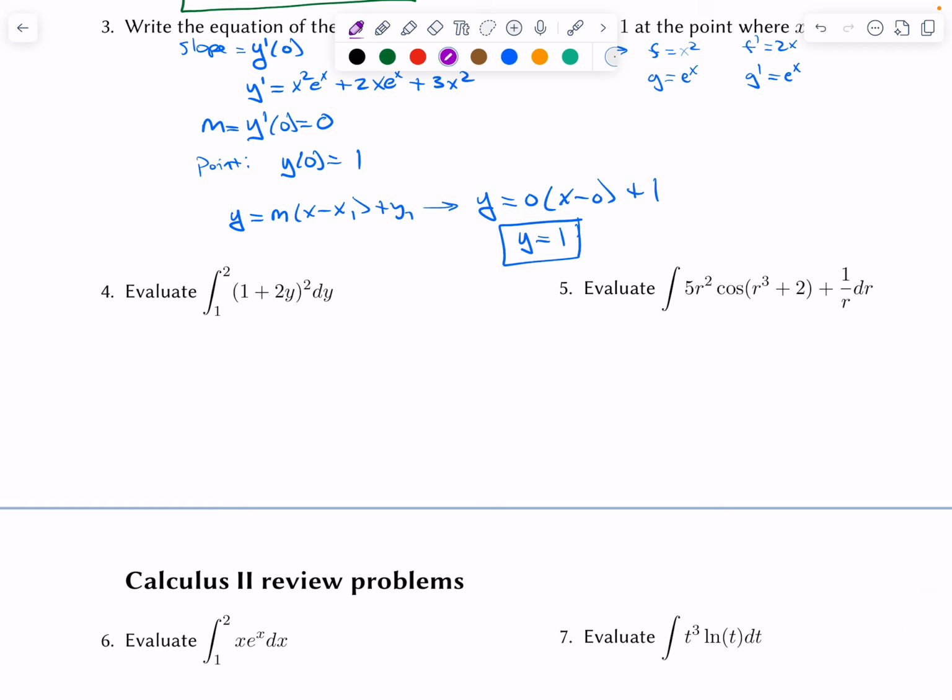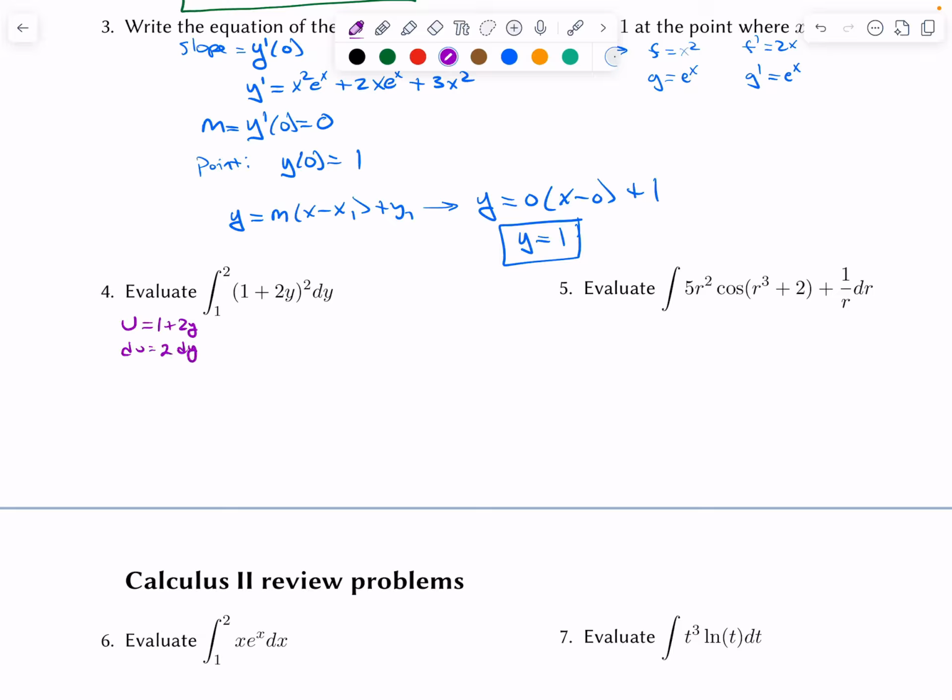So here we're going to use u substitution. Actually, I think we will for both of these. So u substitution, where u is equal to 1 plus 2y, and du is equal to 2 dy.